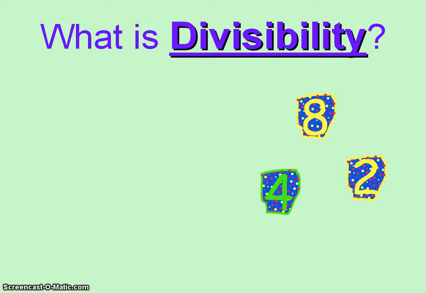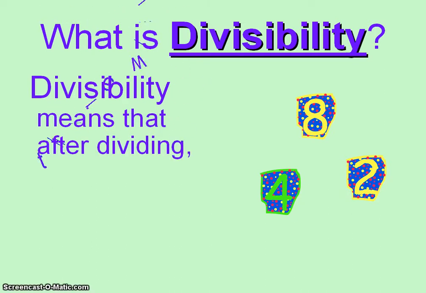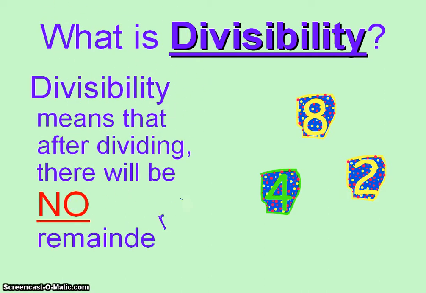On the top of your page in your spiral notebook, I want you to write divisibility. Actually, you should have already had that written down. And I want you to put this definition down. Divisibility means that after dividing, there will be no remainder. Let's give an example of what that means.